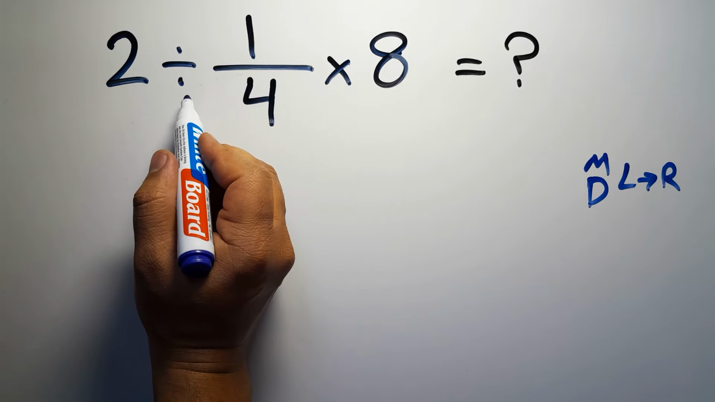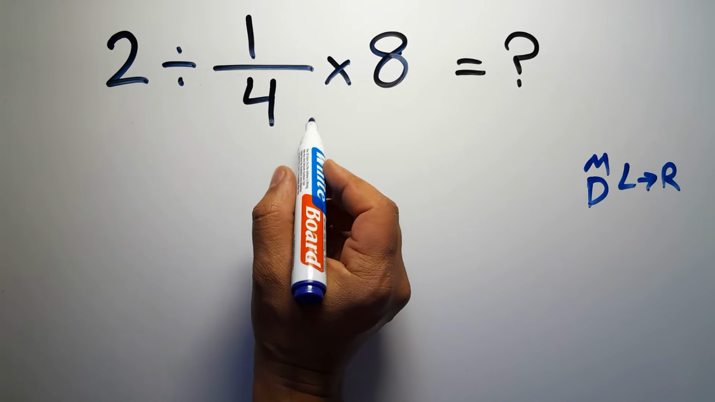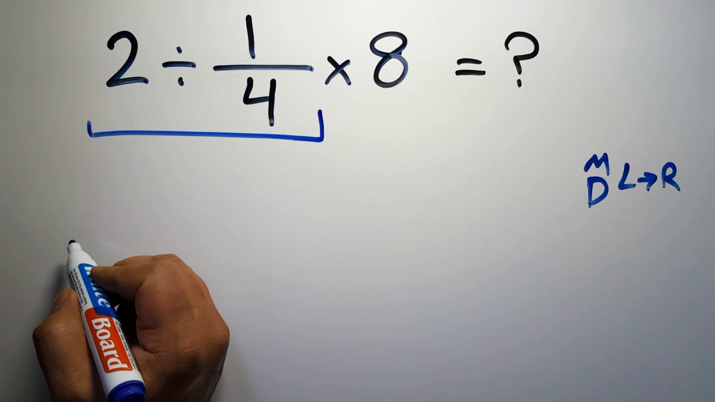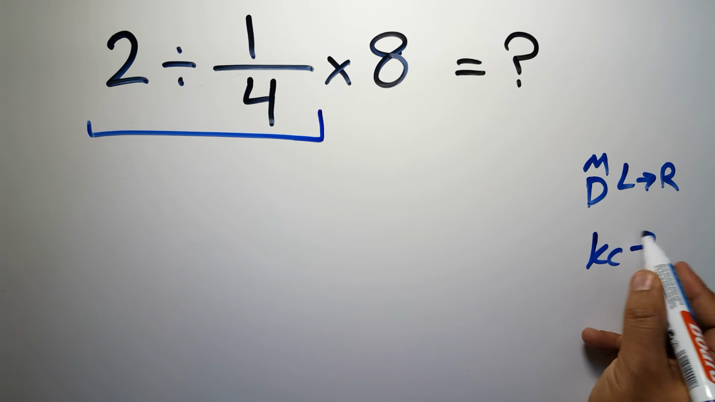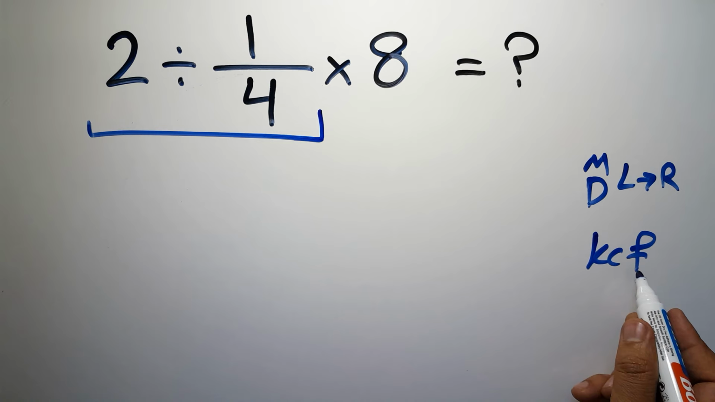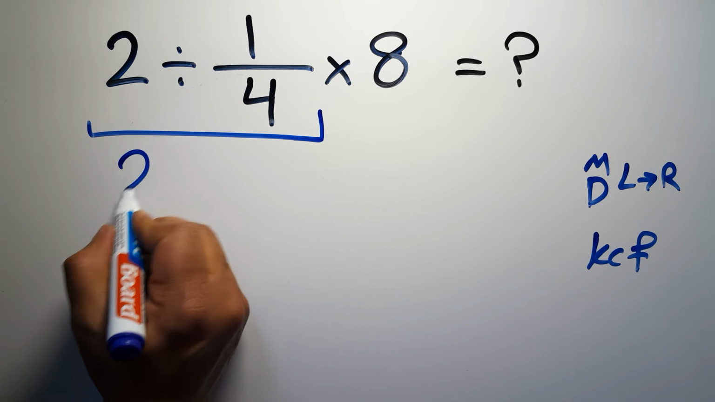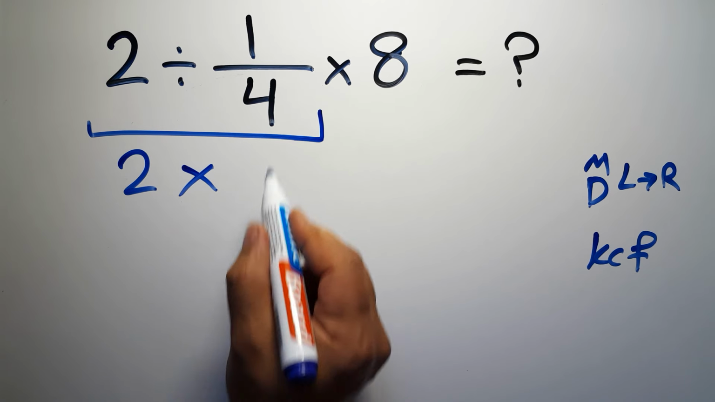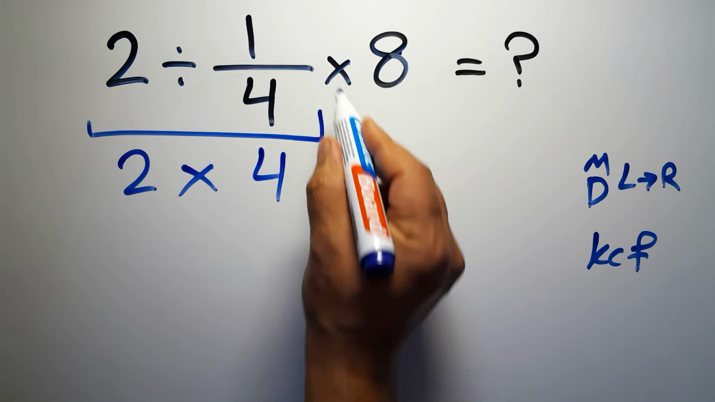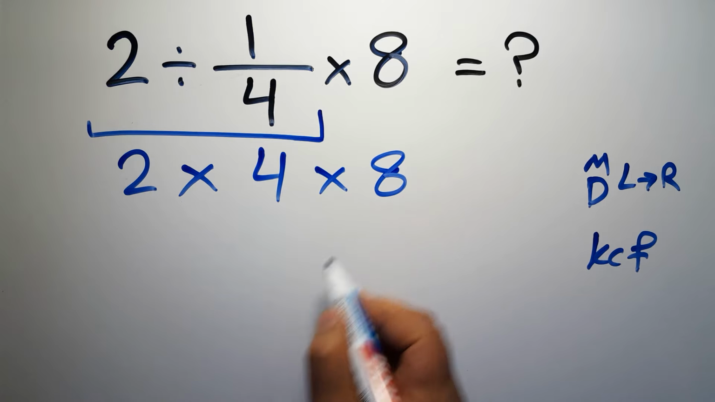So first we have to do this division. 2 divided by 1 over 4. According to the KCF rule, K stands for keep, C stands for change, and F stands for flip. We can write keep the first fraction, change division to multiplication, and flip the second fraction. And here we have times 8.